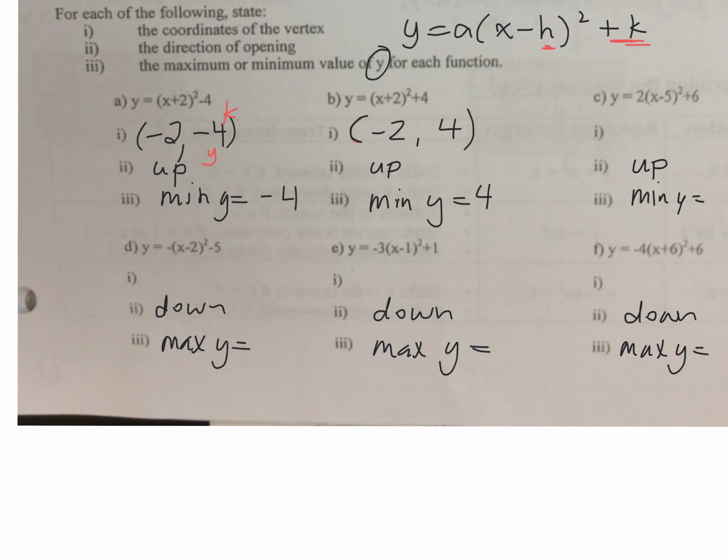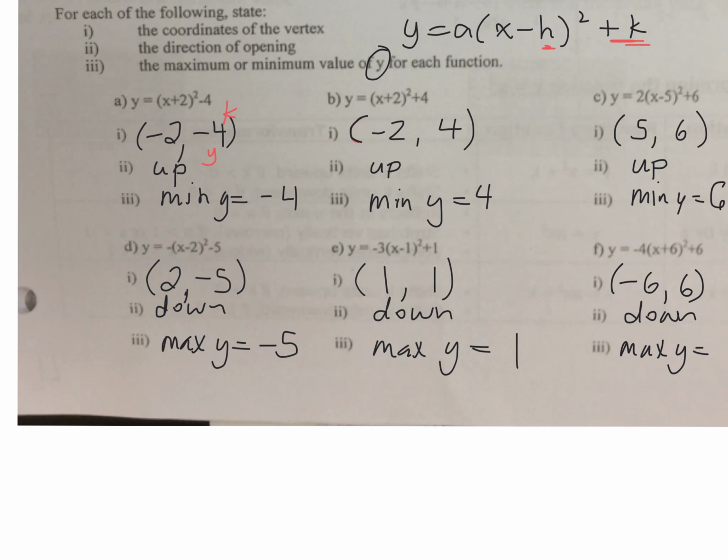Okay, so tell me the vertex for C. (5, 6), which means the minimum y value is 6. Once you have the vertex, fill in the minimum or maximum y value. Aliana, D, where's the vertex? So the maximum is good. E, (?, 1). So the maximum y value is 1. Then (-6, 6), maximum y value is 6.